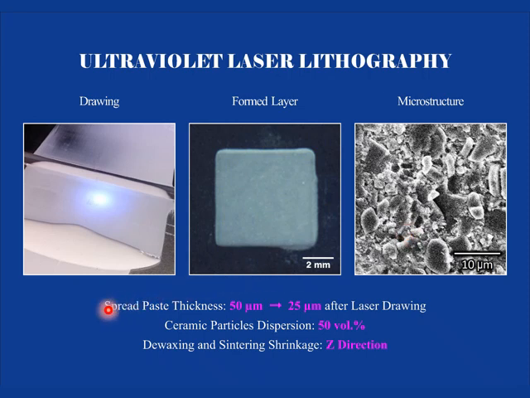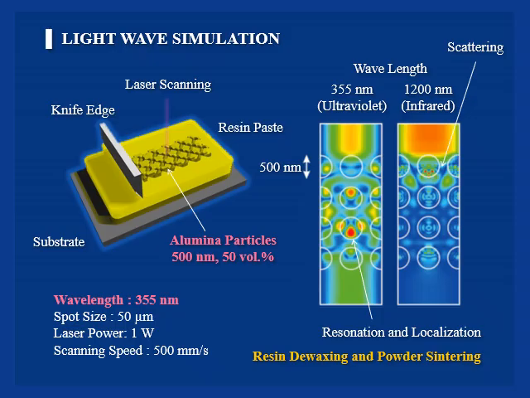The most important is the paste layer thickness, at first 50 micrometers. However, after laser drawing, the layer thickness decreased to 25 microns. This means the ceramic particle dispersion is 50 volume percent. So the dewaxing and sintering shrinkage occurred only in the z direction. So it is possible to realize the layer-by-layer stacking process.